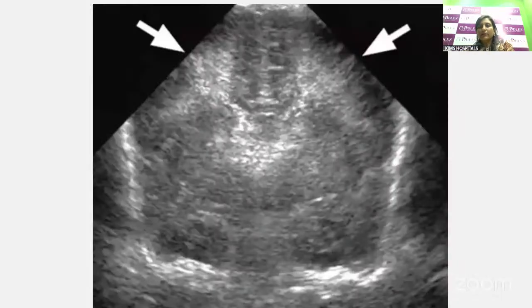So identify the view and what is shown here. So this is the coronal plane. We see that there is periventricular white matter echogenicity. So this falls under grade 1.